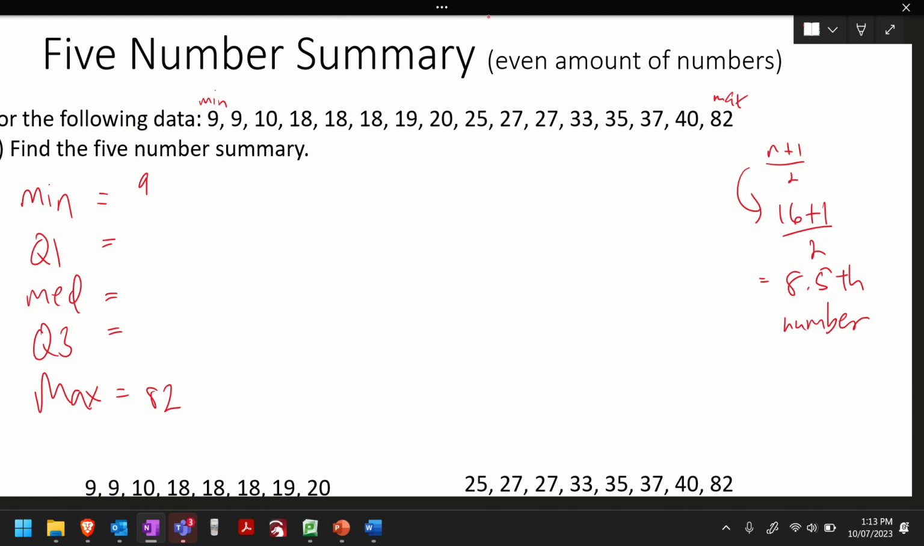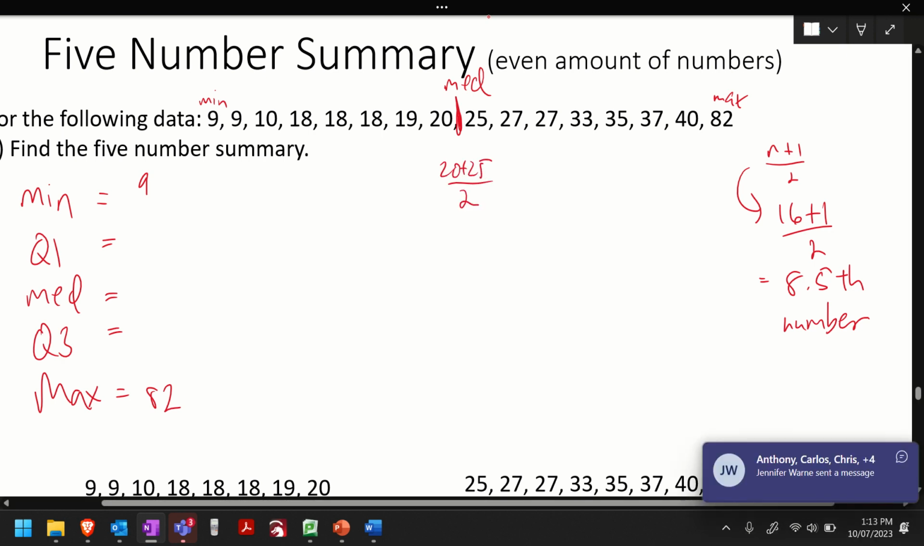20 and 25. Okay, so it's between 20 and 25. There's my median. But how do I find it? Plus and divided by 2. Good, add them together. So 20 plus 25 divided by 2, which is 22.5. That's my median, 22.5.